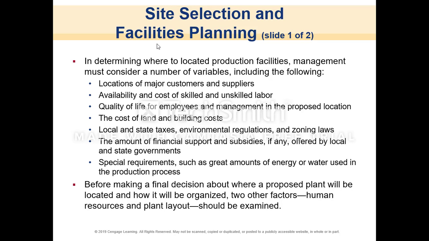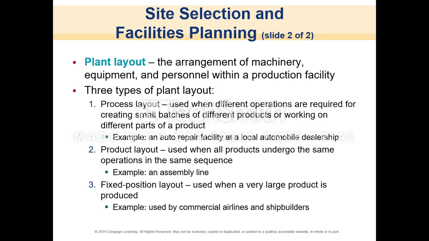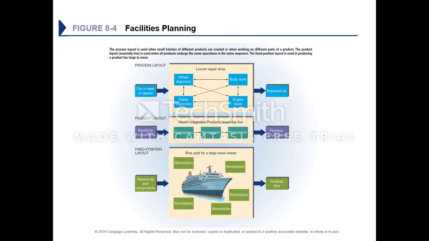Organizations must consider a number of variables when making these decisions, and then before making a final decision about where a proposed plant will be located and how it will be organized, two other factors, human resources and plant layout, should be examined. And there are really three types of plant layout. There's process, product, and fixed position layouts. And here's a visual showing the different facilities planning layouts.